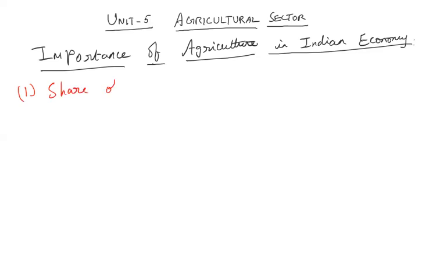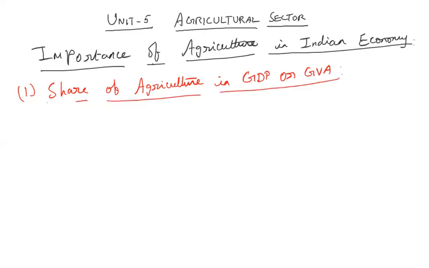The first one is the share of agriculture in GDP or GVA. Earlier it was GDP. Now the Central Statistical Organization has changed the term to GVA. The concept is the same, the method is only different. GDP is the gross domestic product. GVA means the gross value added.